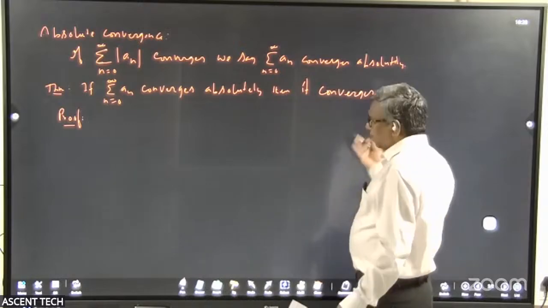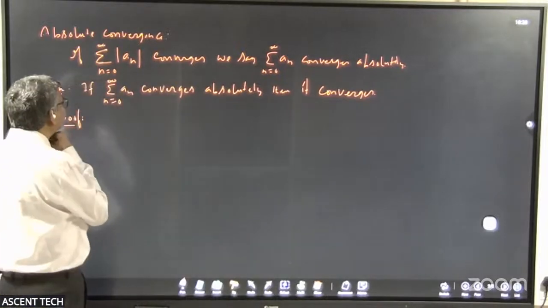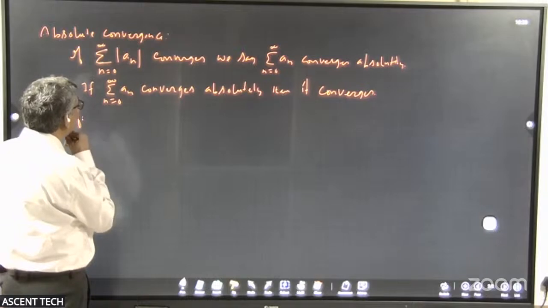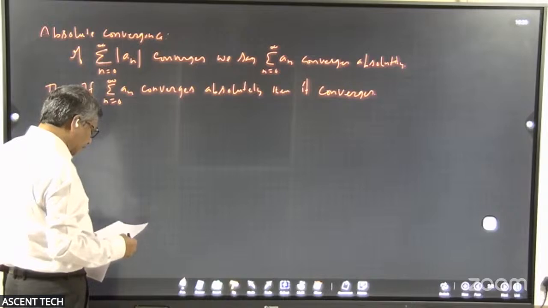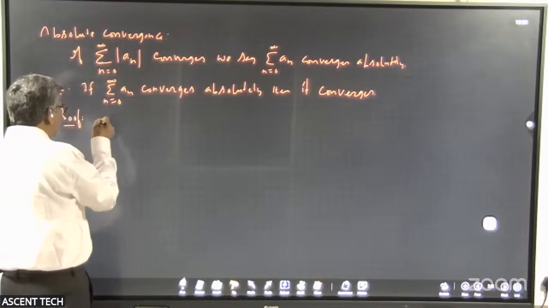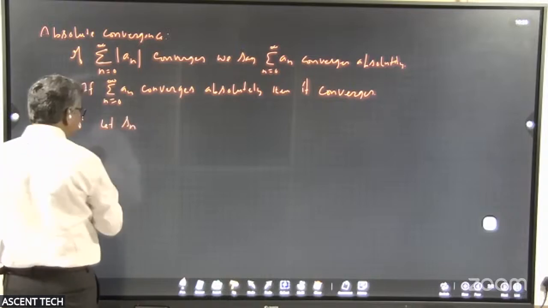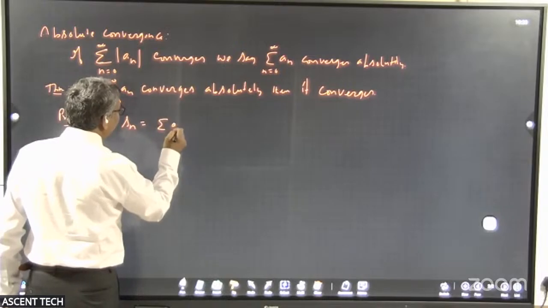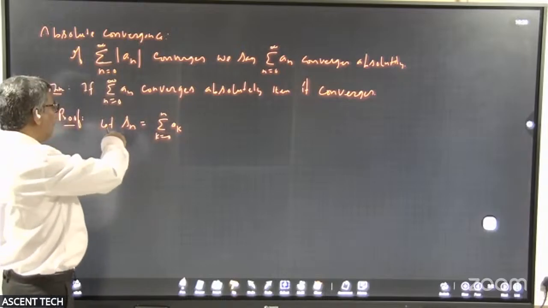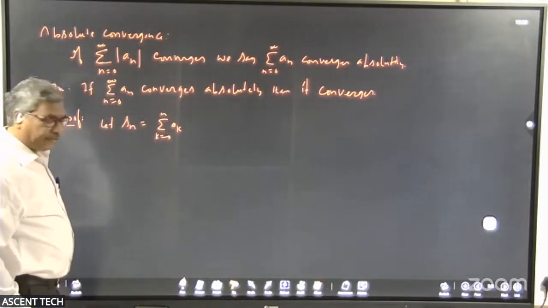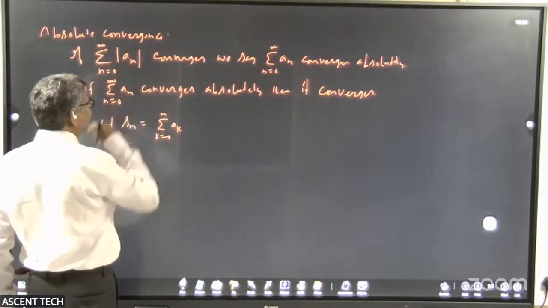So anyway, if it absolutely converges, then it converges. You can prove that easily. Let's say you want to look at the sequence of the partial sums. You want to say that the sequence of the partial sums is going to converge. Let S_n be sigma a_k, k equal to 0 to n. This is the sequence of partial sums of a_k. I want to show that this actually converges. What you're given is the absolute convergence.